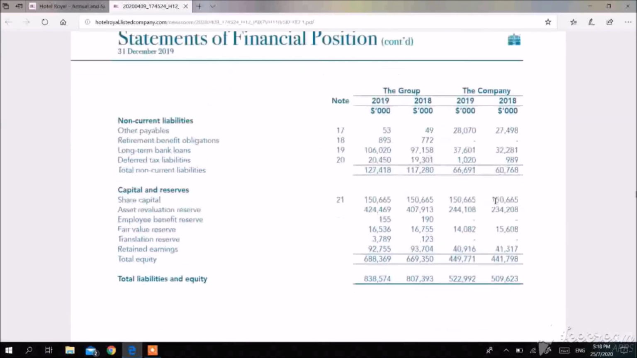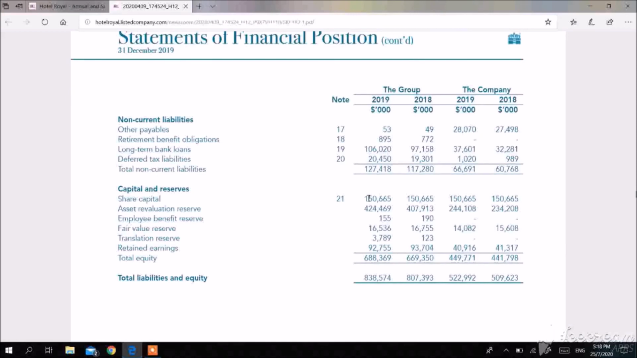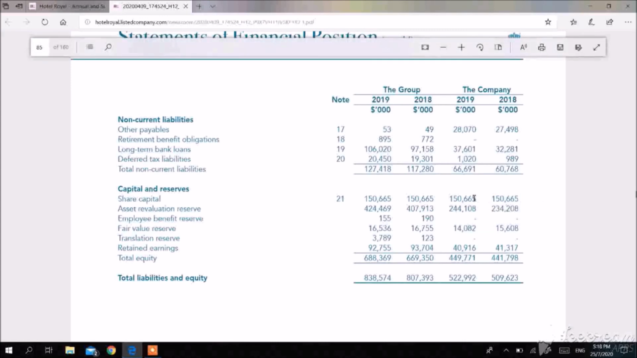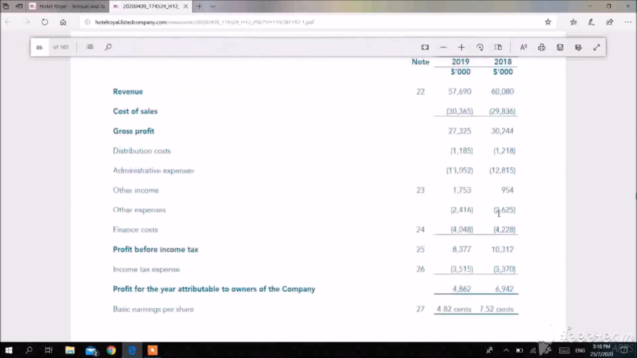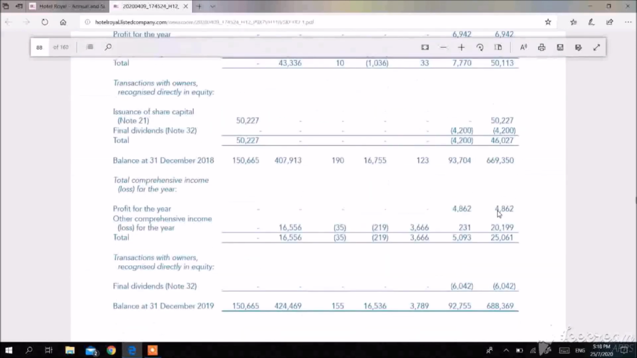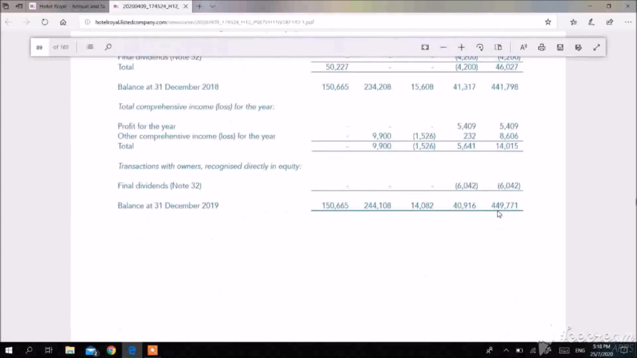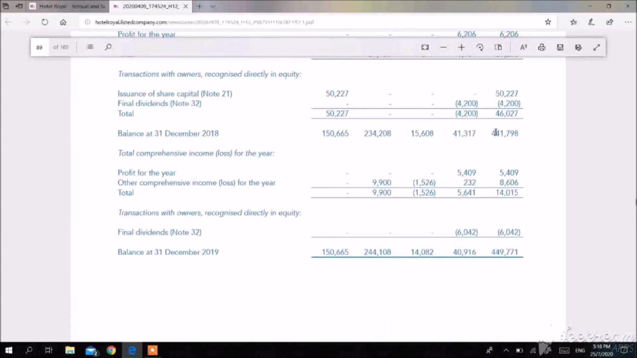So here, as you can see, we focus on the company one. The numbers are the same as what we have seen in the statement of changes in equity. For 2019, 449,771. 441,798 for 2018. We come back here again, and you realize it's the same. 441,798 for 2018, 449,771 for 2019.